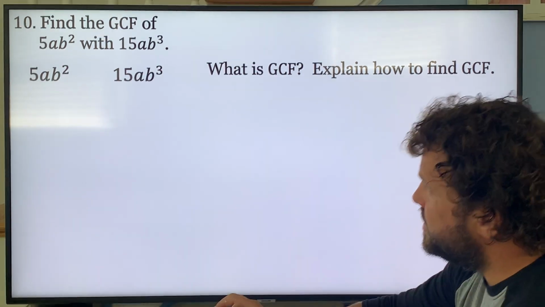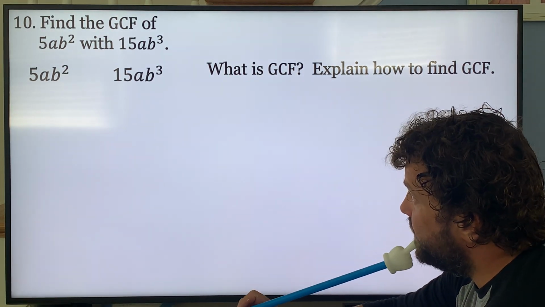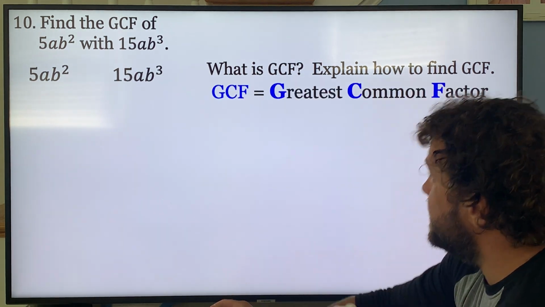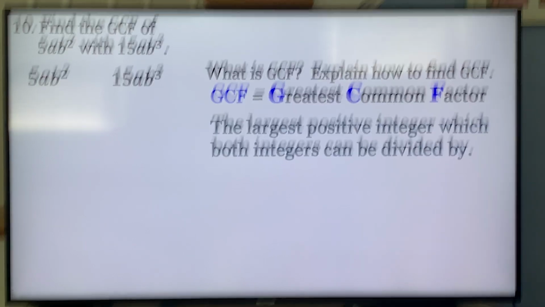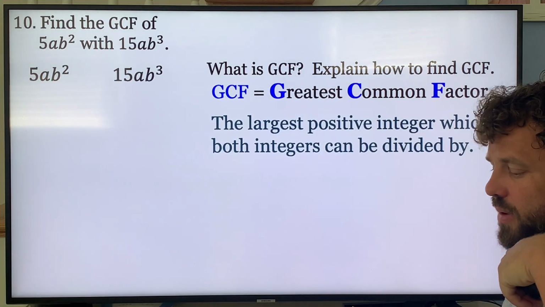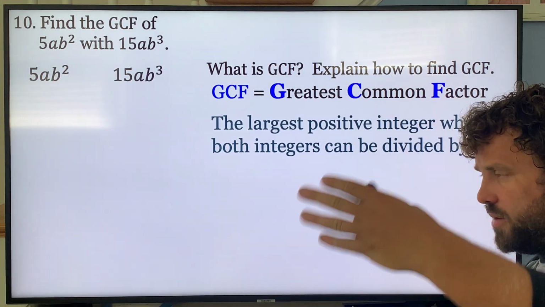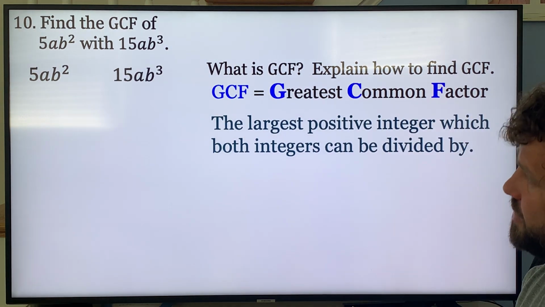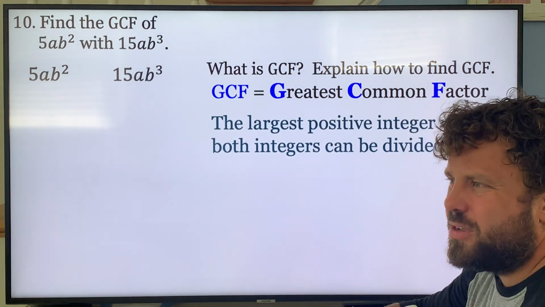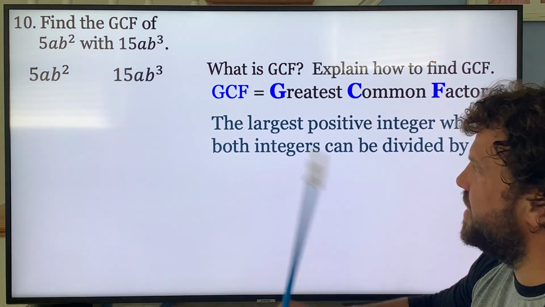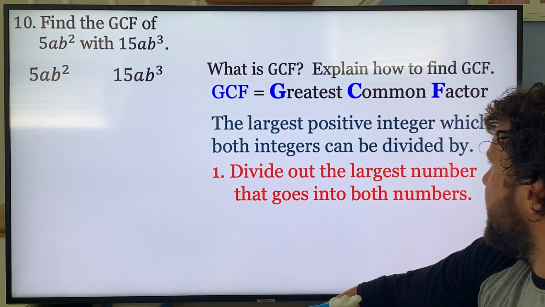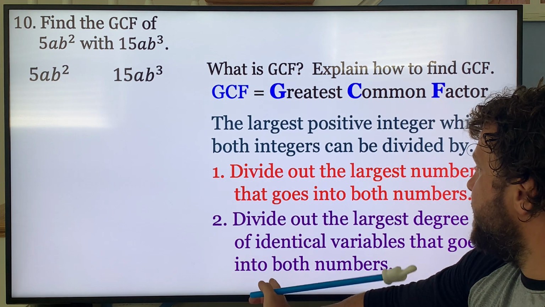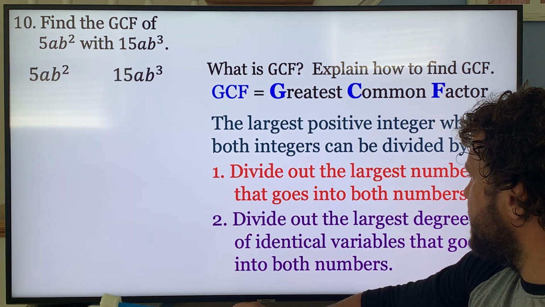All right, so find the GCF of 5ab squared with 15ab cubed. So GCF, what does it mean? Greatest common factor. So the largest positive integer, the largest possible variables, any type of variable, and the largest possible coefficient that you can divide out of each term. This is the best way to explain it. You can divide out the largest number. What number goes into 5 and 15? 5. And then you can divide out the largest degree of identical variables that go into both terms.